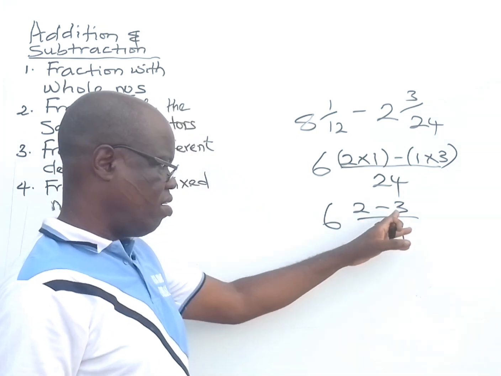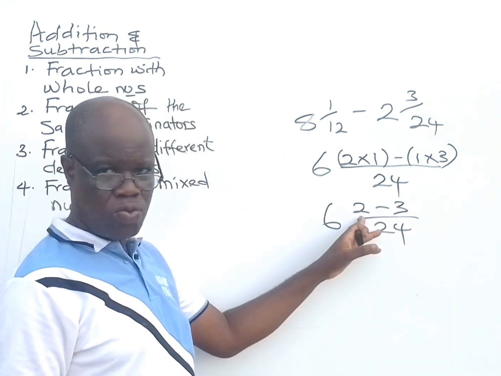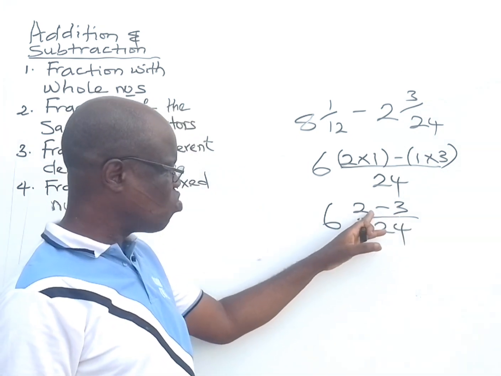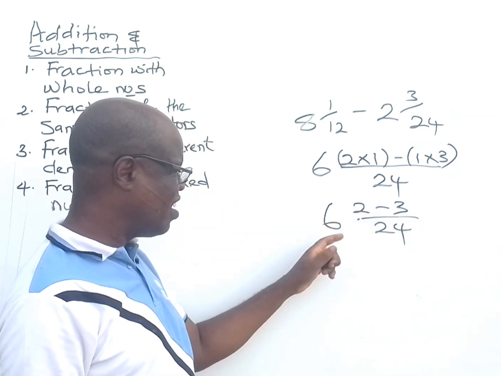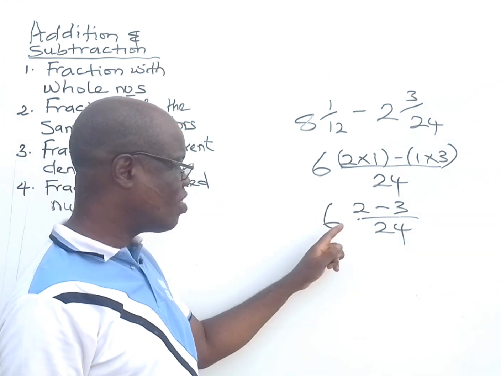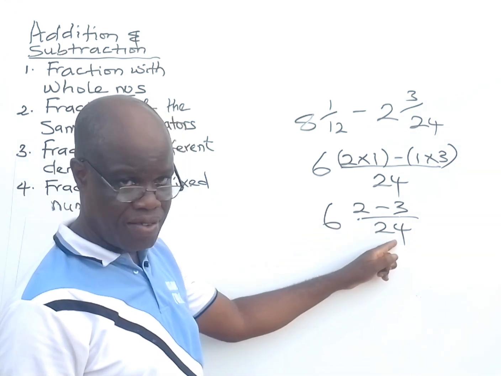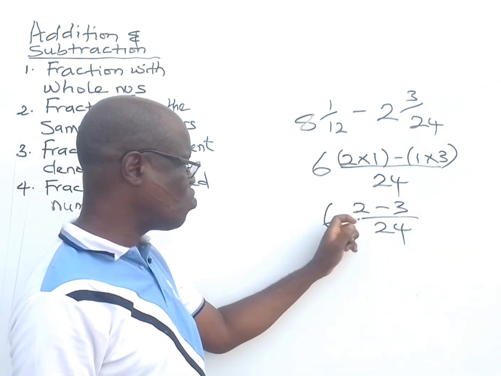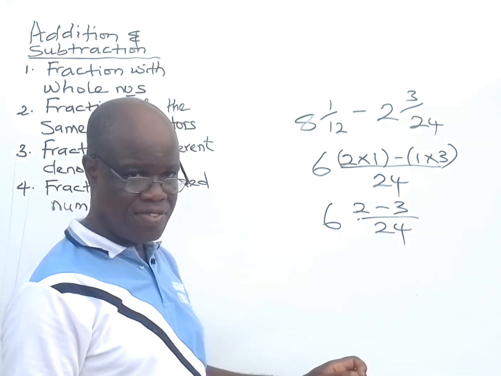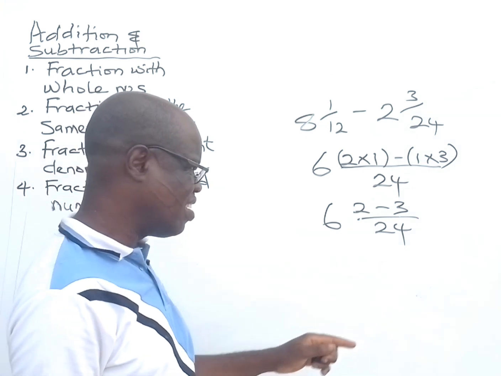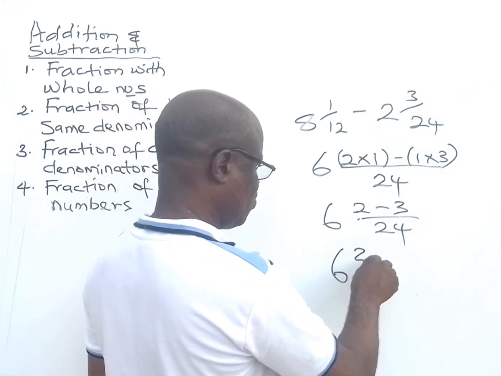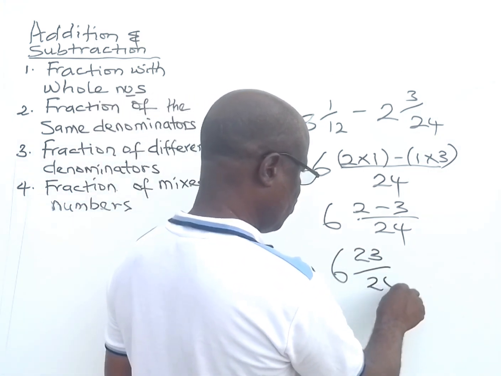You don't need to run into problems here, because when you say 2 minus 3, what you'll have is a negative number. So what you will do is borrow 1 from here. That 1 is 24, the LCM. You now add 24 to these 2, making 26. From 26, take away 3. That's 23. So you have 6 and 23 over 24.